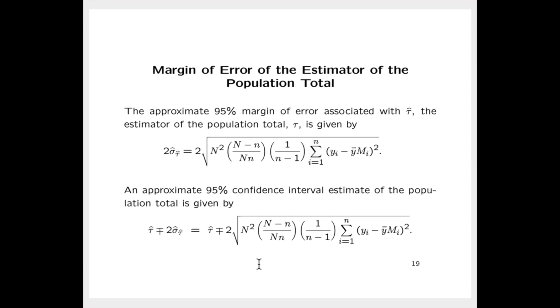Down here on the bottom of slide 19, we have the formula for the confidence limits. We also have this sum of the squared differences between y sub i and y bar times m sub i values. We calculate that using the expansion formula that we looked at in the previous section.